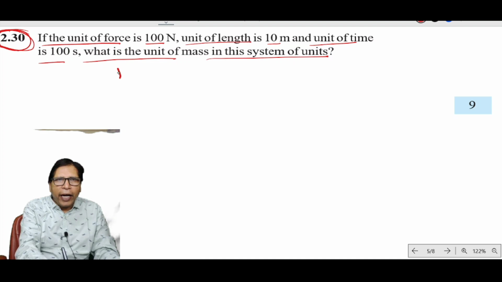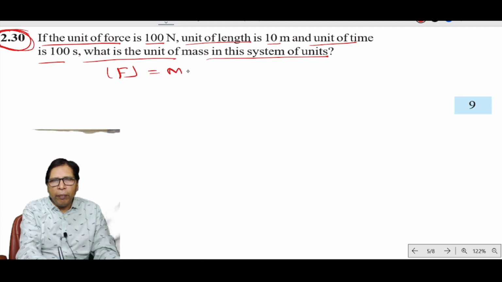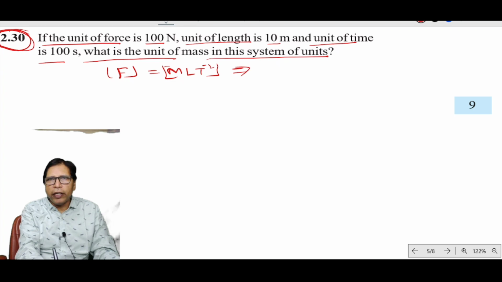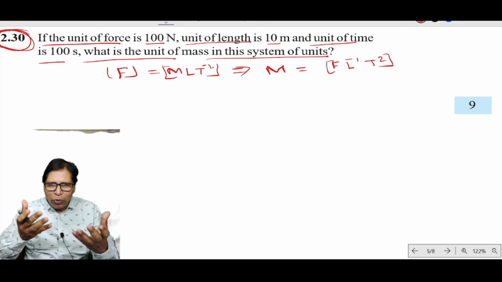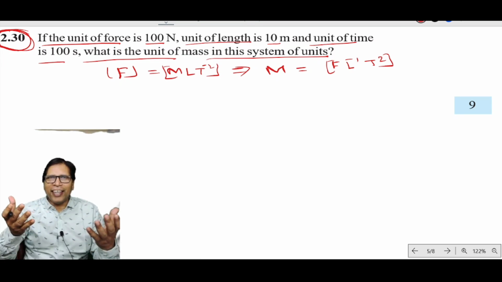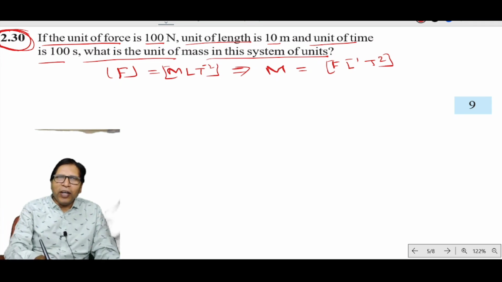Now you know the dimensional formula of force: F equals M L T minus 2. From this relation we can calculate the mass. Mass is equal to F divided by L T minus 2. So F L minus 1 T square is the dimensional formula of mass in terms of force, length and time. Understood?